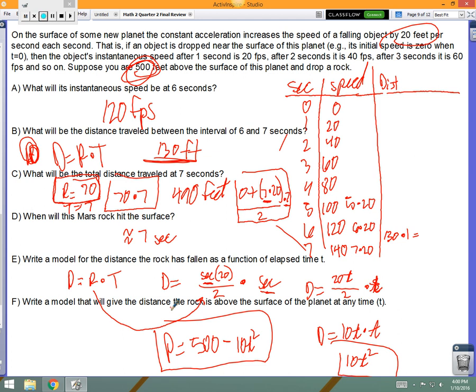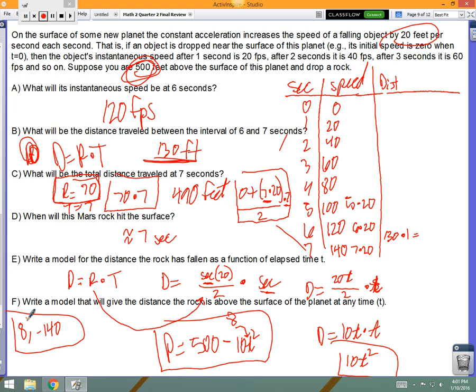So if you want to plug in, see where it is at 8 seconds. So 8 seconds, all I got to do is plug in 8 for the time. So 8 squared, 8 times 8 is 64. 64 times a negative 10 is a negative 640 plus 500. So at the 8th second, it will be a negative 140. So it's going to be 140 feet below the surface of that planet.